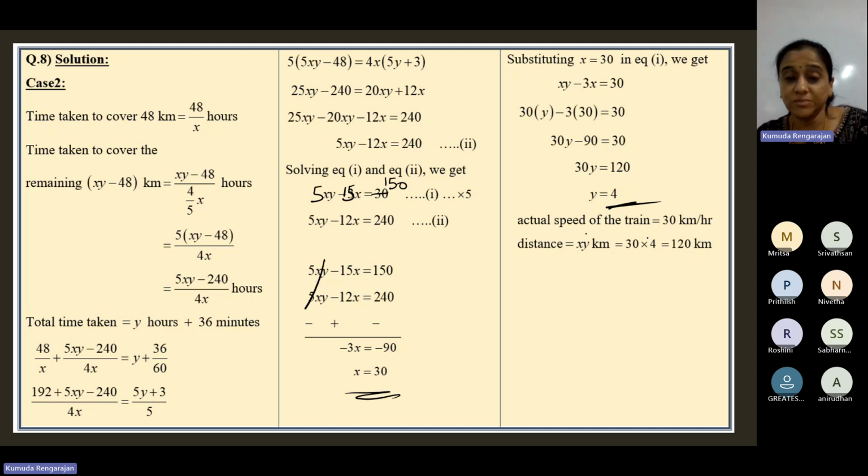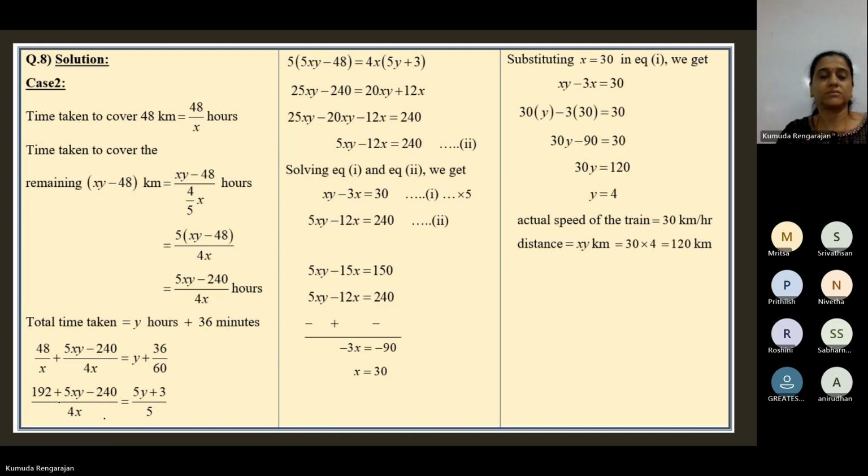And the distance, speed of the train is 30 kilometers per hour, and distance is xy, no? So x is 30, y is 4, so 30 times 4, 120 kilometers. Correct?